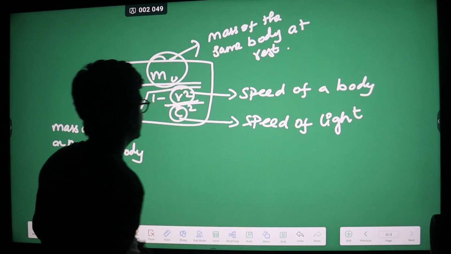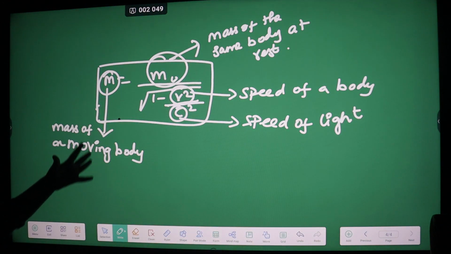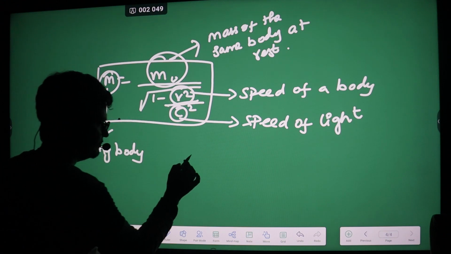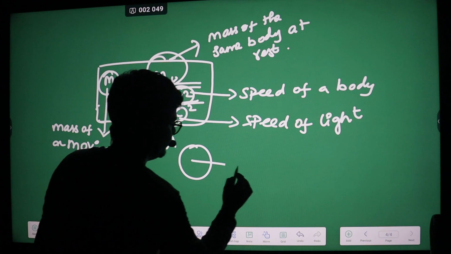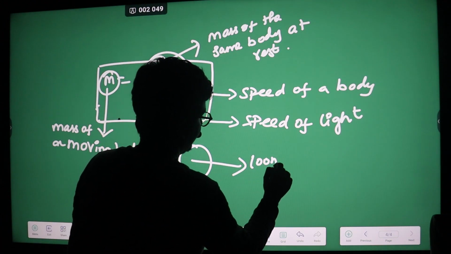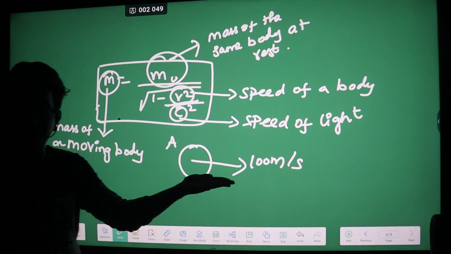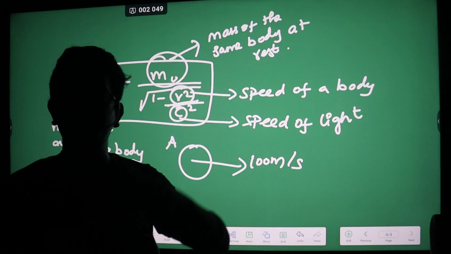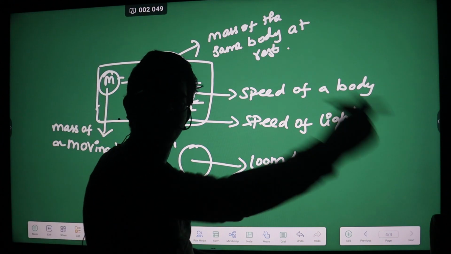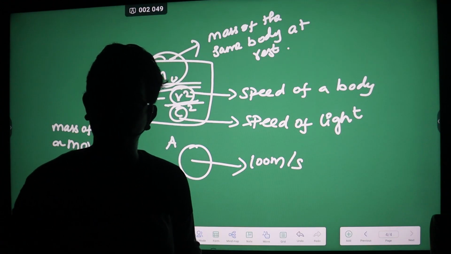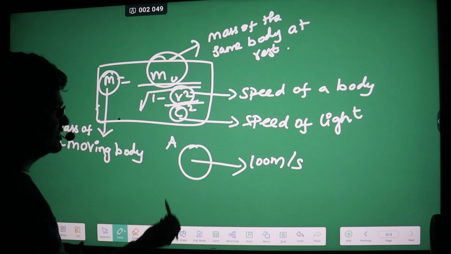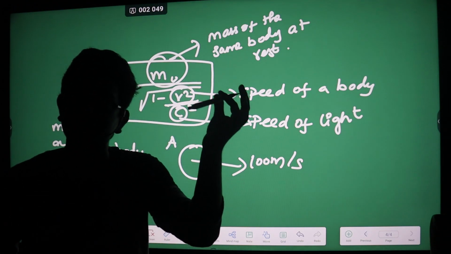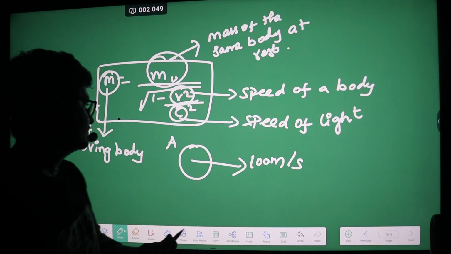So let us understand this one. It is the mass of the moving body. Now I am going to assume that a body A is moving with 100 meter per second. I'm just assuming that I have an object which is moving with a velocity of 100 meter per second, as this pen is going to move with 100 meter per second as I'm throwing, right? So as this pen moves with a velocity of 100 meter per second, whether the mass of this pen is going to vary or not.